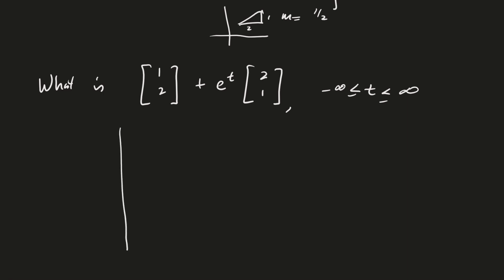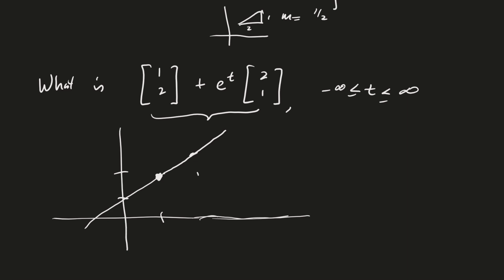Well, geometrically, if I'm at this point (1, 2) and my direction is (2, 1), that's a slope of 1/2, so this is the full line through this point. However, does this expression give us the full line as t ranges? Well, for one thing, if t goes to minus infinity, what's happening in this expression?